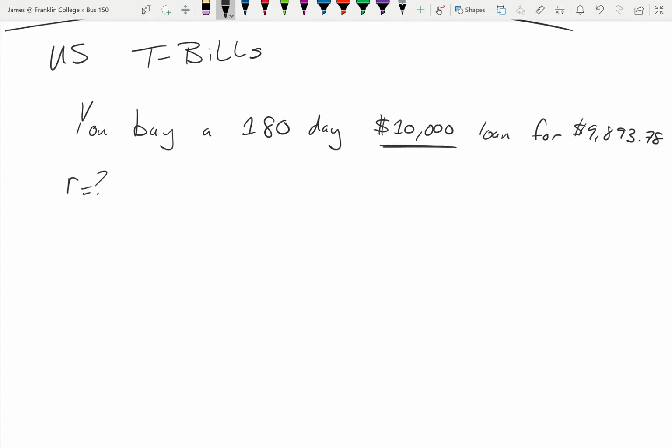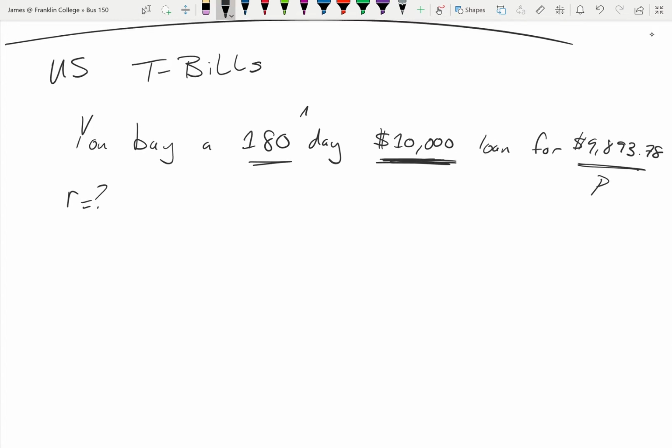So when we said we bought a $10,000 T-bill, that means we're going to be paid back $10,000 at the end of 180 days. And if we bought it for $9,893.78, that is going to be our principal, what we bought it for. Now note, to make our math easier, we're going to assume a 360-day year, or sometimes what we call a banker's year. Banker's year. Makes our math a little bit easier.